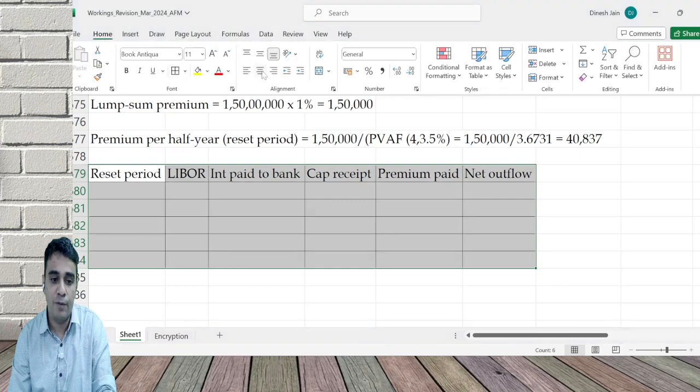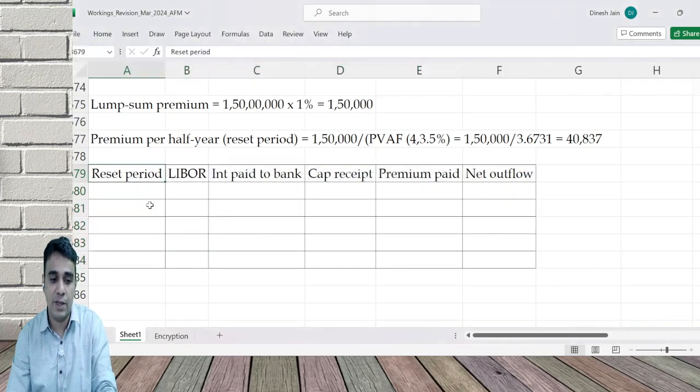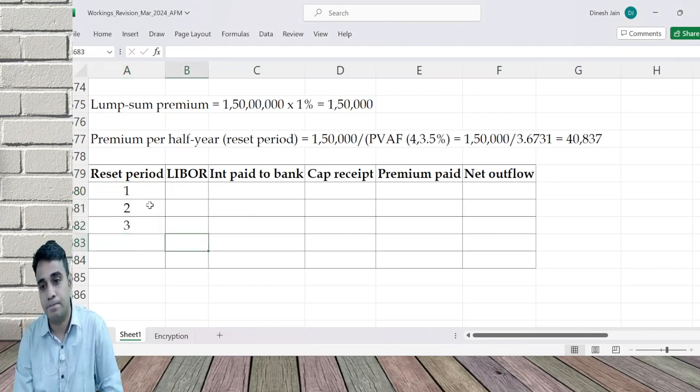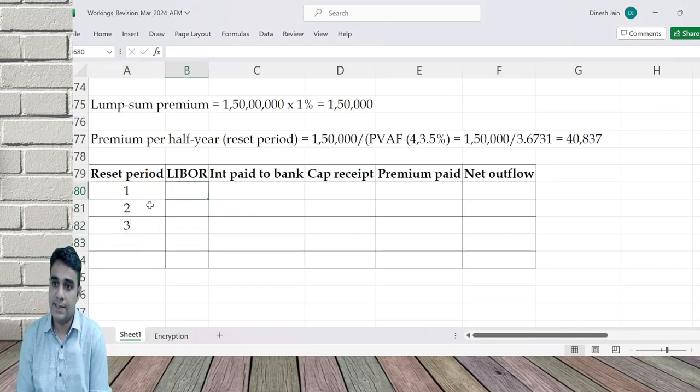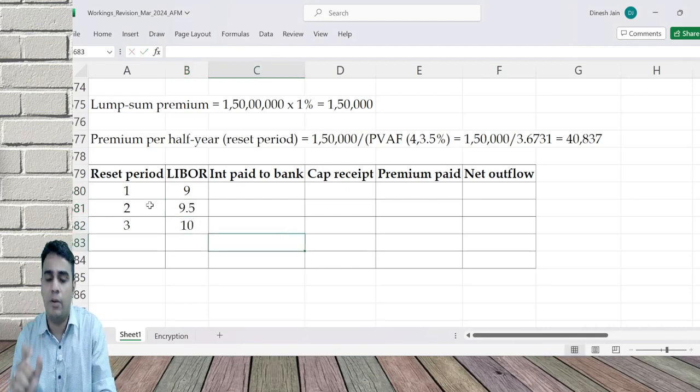This has no problem of days calculation and all. We'll do 6 months and then close it. 3 reset periods. Is there a fourth reset period? Data is not there. How much is the LIBOR? 9, 9.5, 10.